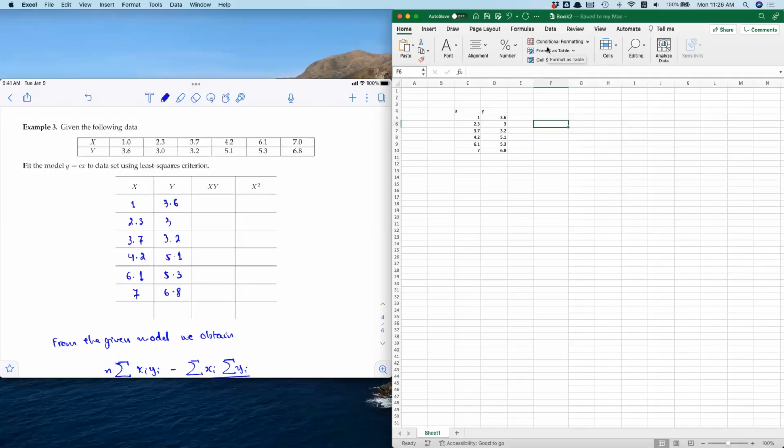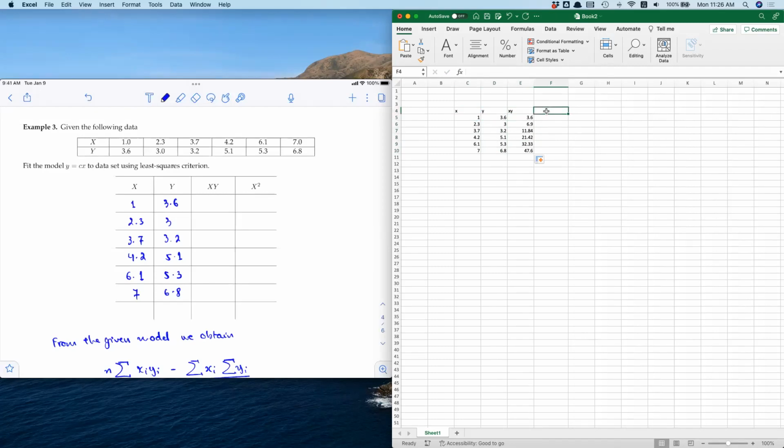So I'm going to use an Excel spreadsheet to help me with the calculations. Given that the first column is the values of x and the second column is the values of y, the third column is the product between x and y. So I set it equal to x times y, and I'm going to track this calculation down toward the end. So these are the values of x times y.